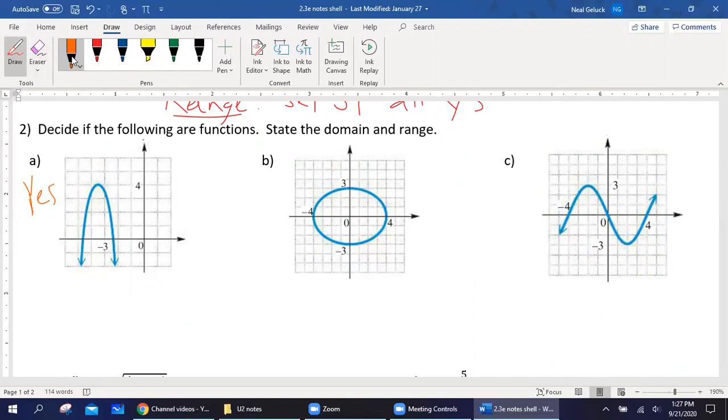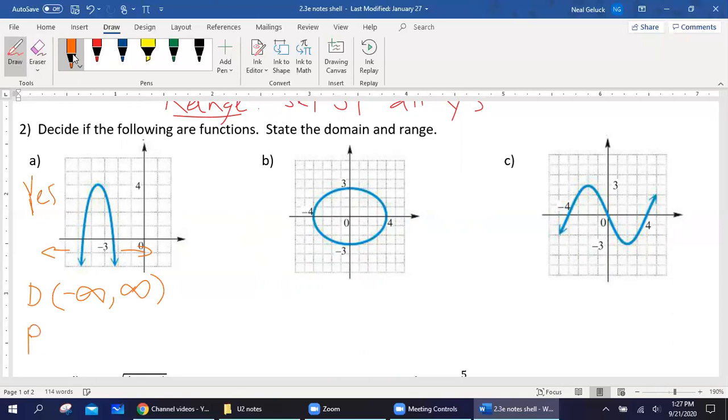Now it also wants the domain and range. We're going to do these in interval notation. The domain on this one, well, graphically, I just think how far left and how far right do I go? This is a parabola. Parabolas are forever widening out. It widens out slowly, but it will always keep widening out. It never stops doing that. So the domain from far left to far right is negative infinity to infinity.